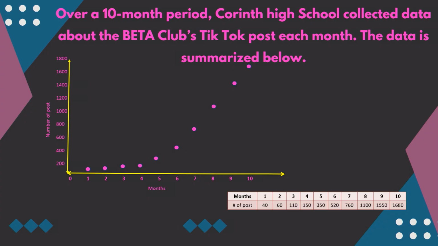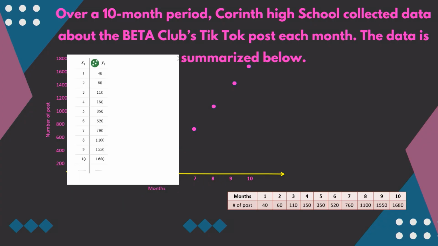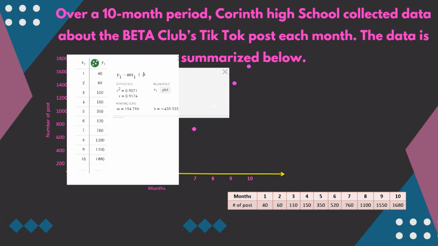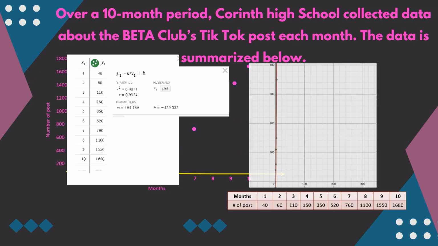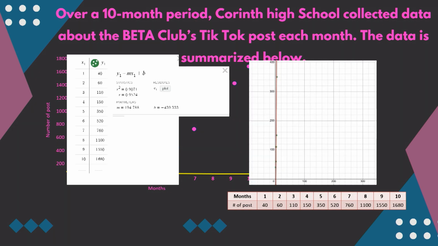So here was what we put in Desmos. This is the information for the linear part that we got for Desmos, and then this is about what we saw. So maybe, maybe not. Ms. Killen could be wrong. It may be linear. So let's look at the exponential a little bit closer.